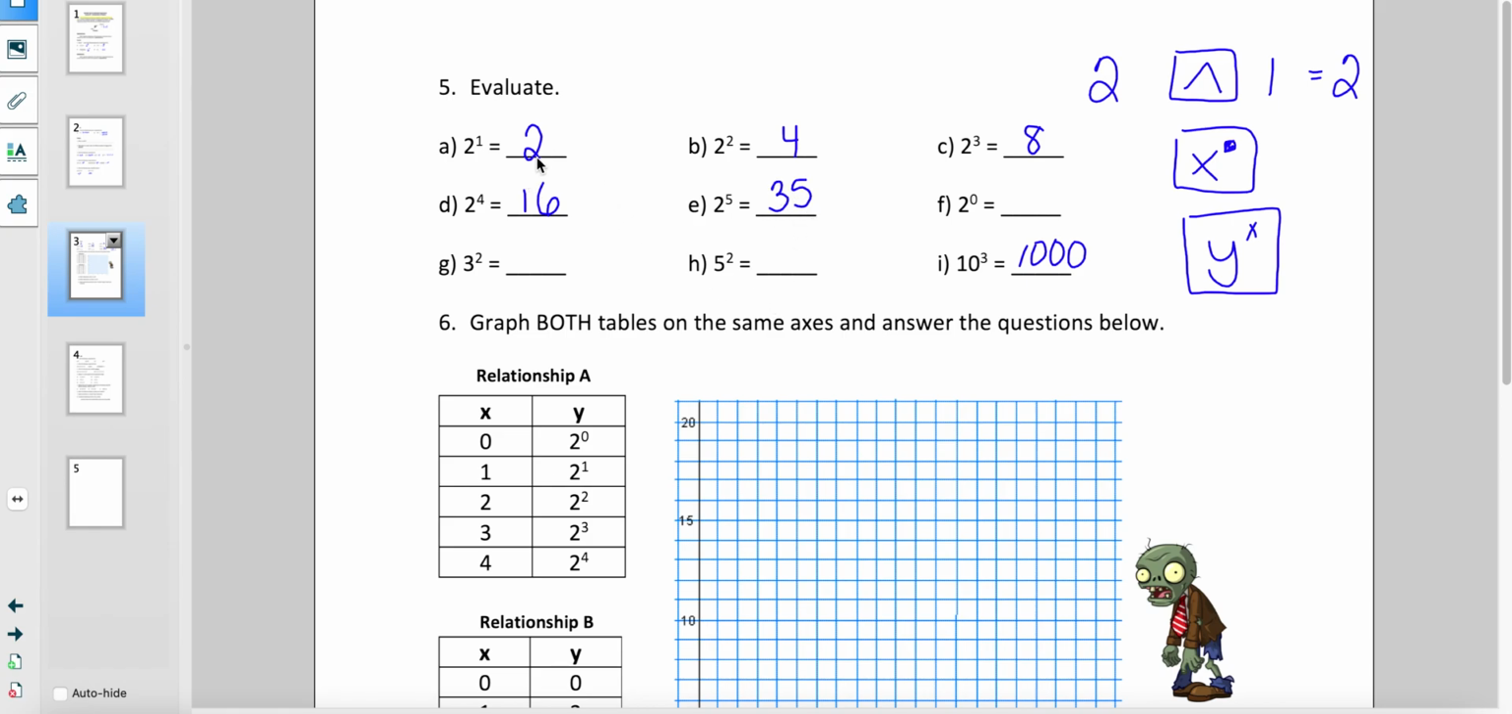What you'll also notice is you're taking these answers and just timesing them by 2. So 2 times 2 is 4, times 2 is 8, times 2 is 16, times 2 is 32, because our exponents are going up by 1 each time.